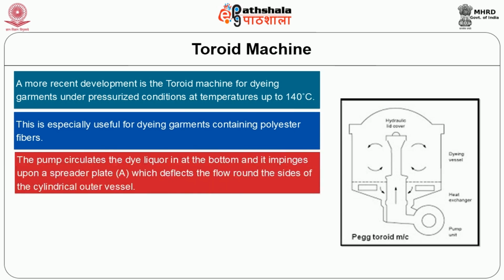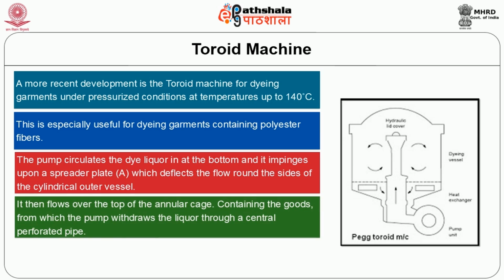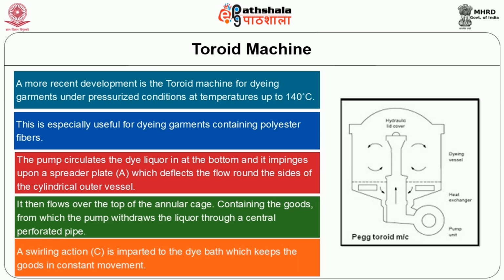The pump circulates the dye liquor in at the bottom and it impinges upon the spreader plate A, which deflects the flow round the sides of the cylindrical outer vessel. It then flows over the top of the annular cage containing the goods, from which the pump withdraws the liquor through a central perforated pipe. A swirling action C is imparted to the dye bath, which keeps the goods in constant movement.